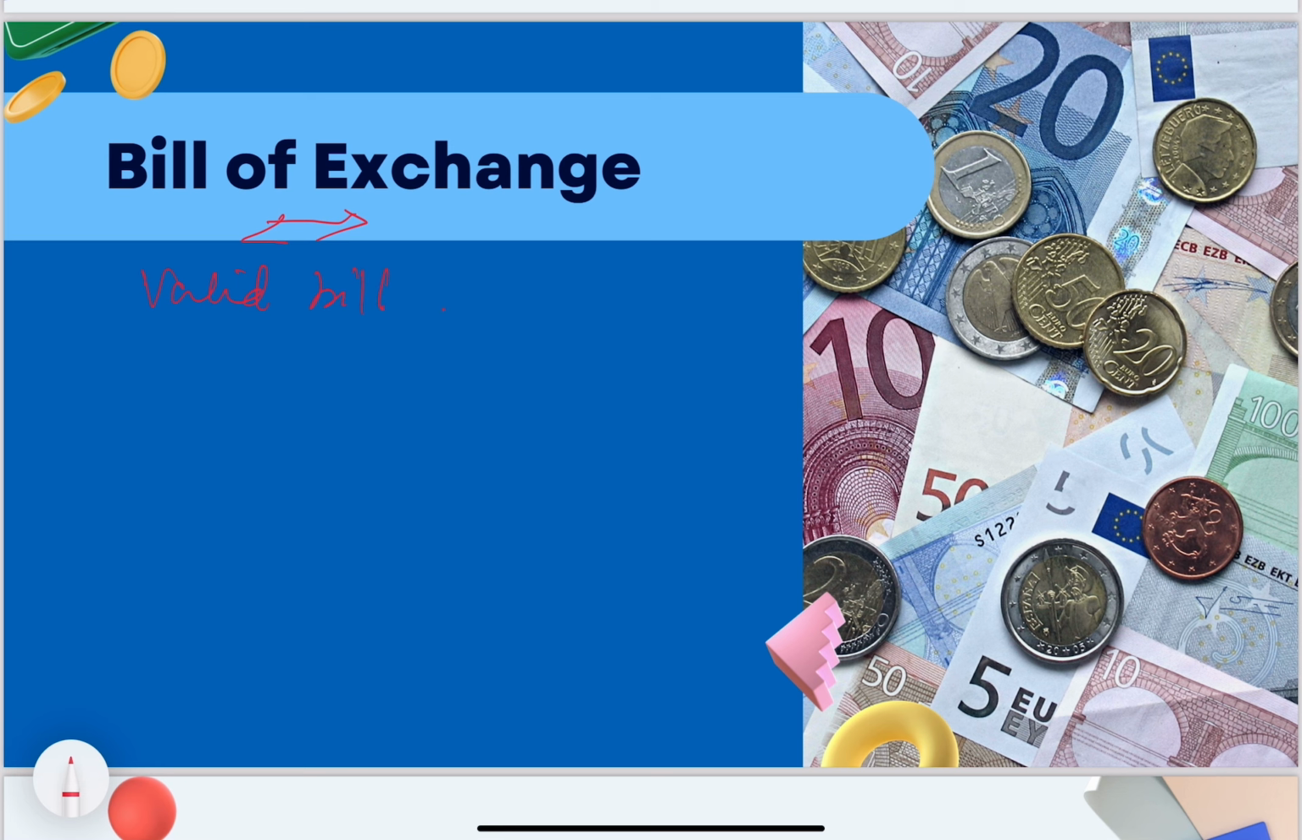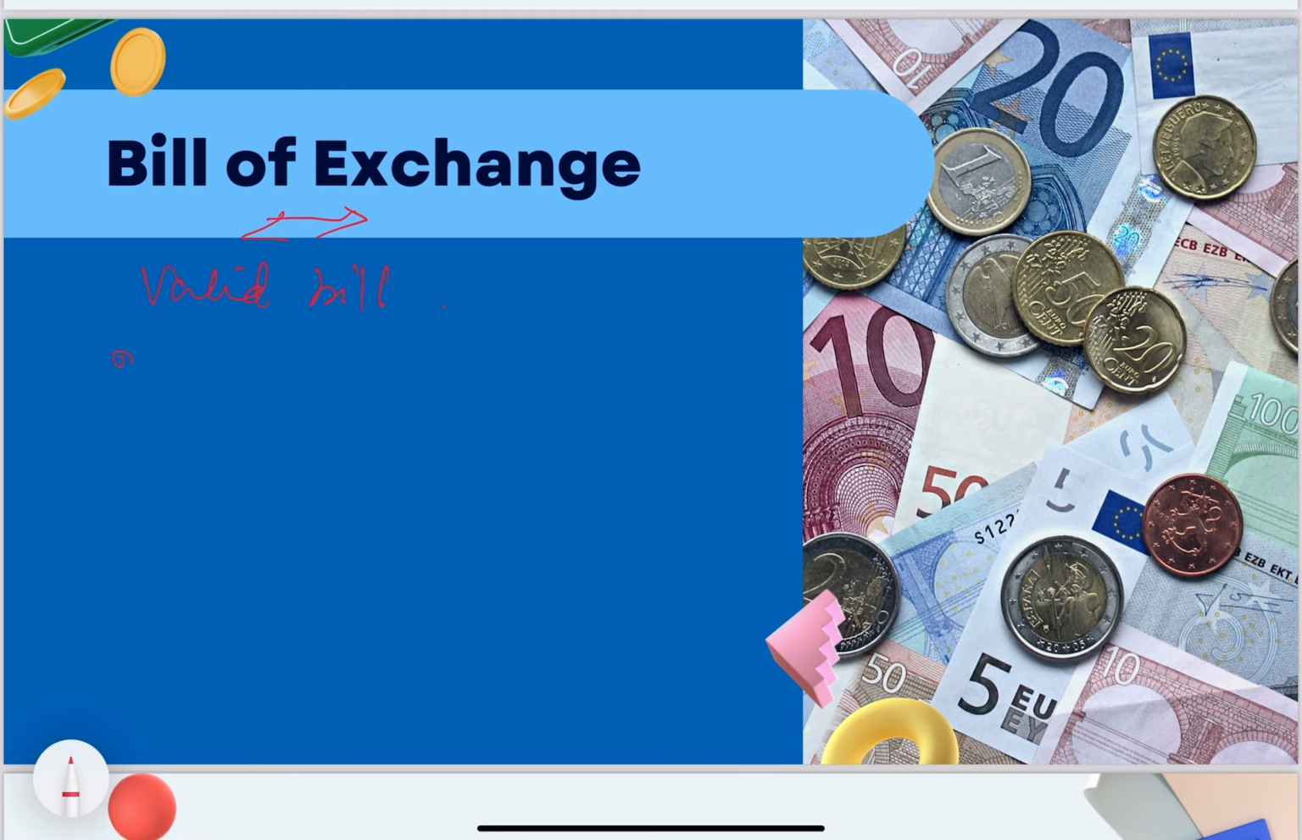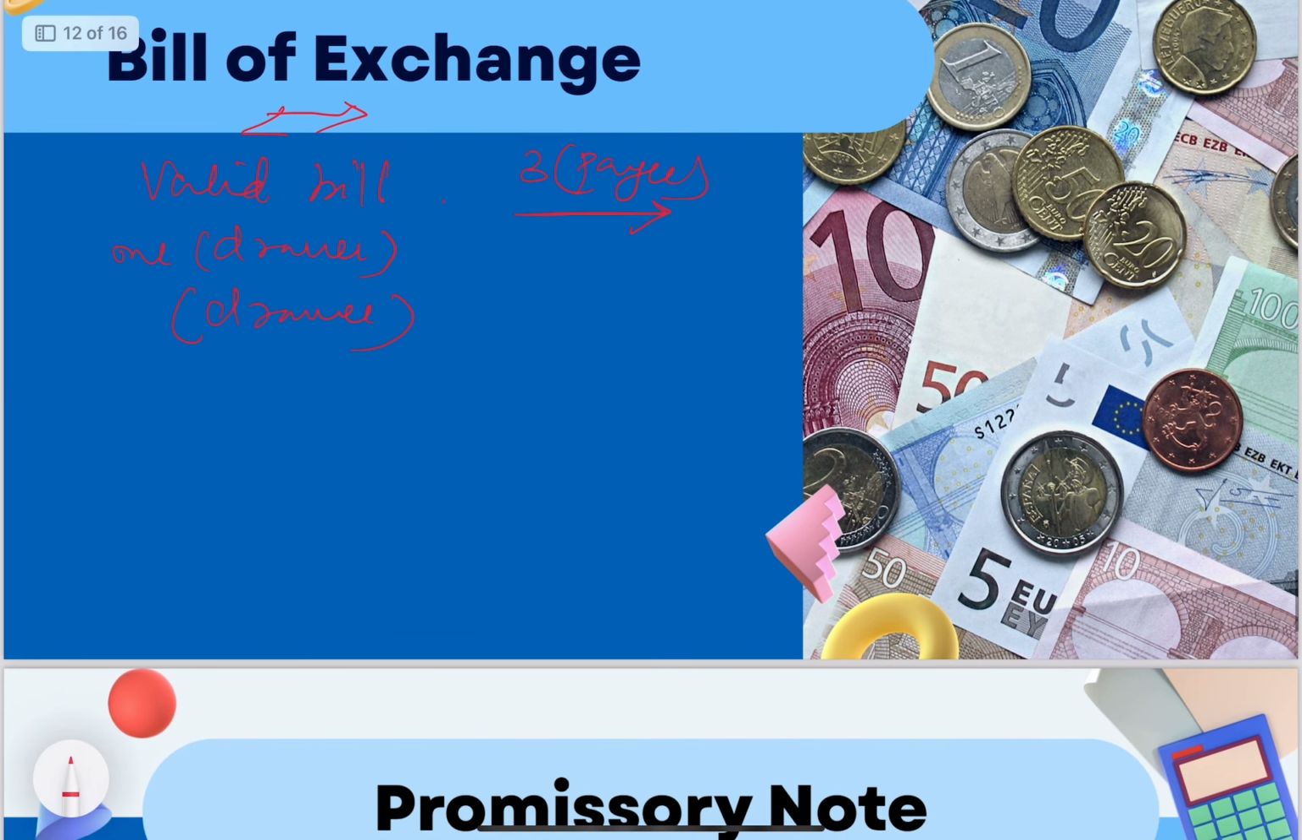A bill of exchange is a written order by one person, that is the drawer, to another, the drawee, to pay a certain amount of money to a third person, the payee, or to himself after a fixed time. It's usually used in trade between buyers and sellers. So, a bill of exchange is a written order by one person to another to pay a certain sum of money to a third person or to himself after a fixed time. That is called a bill of exchange.